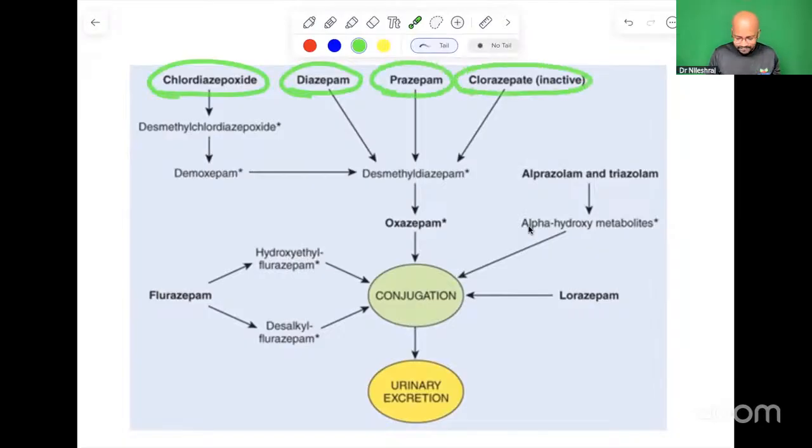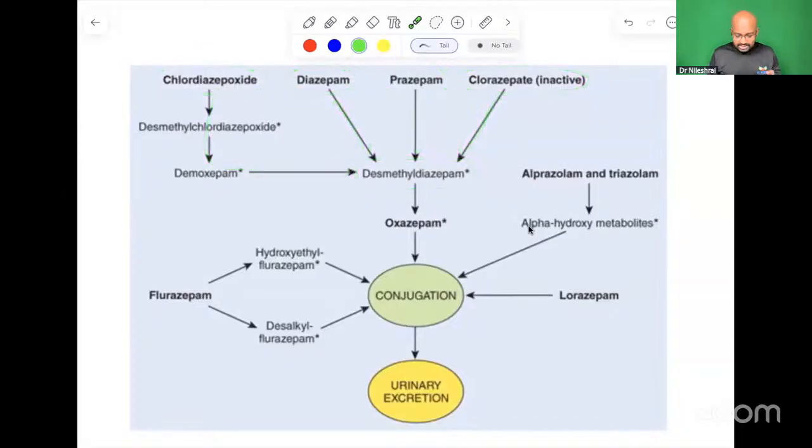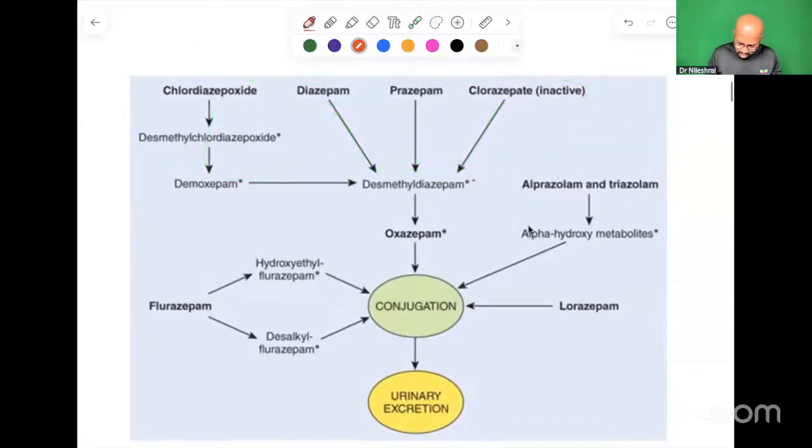These are the inactive forms. And all of these will have a common active metabolite, which is desmethyldiazepam. This desmethyldiazepam, which has been formed, has a longer elimination half-life of around 40 hours. That's the reason why all of these drugs tend to have a longer duration of action.